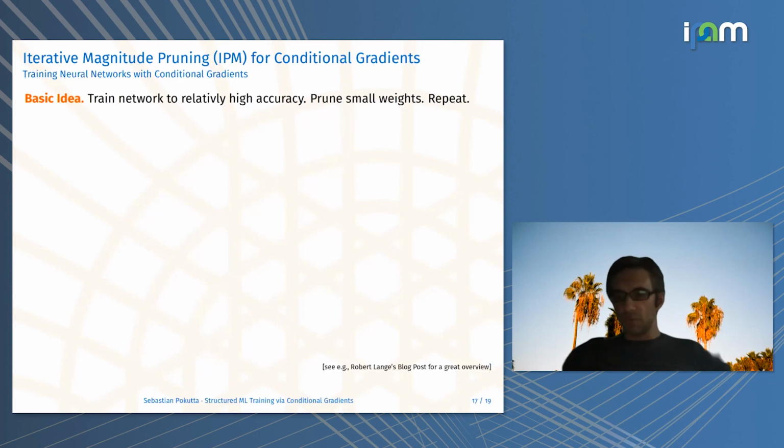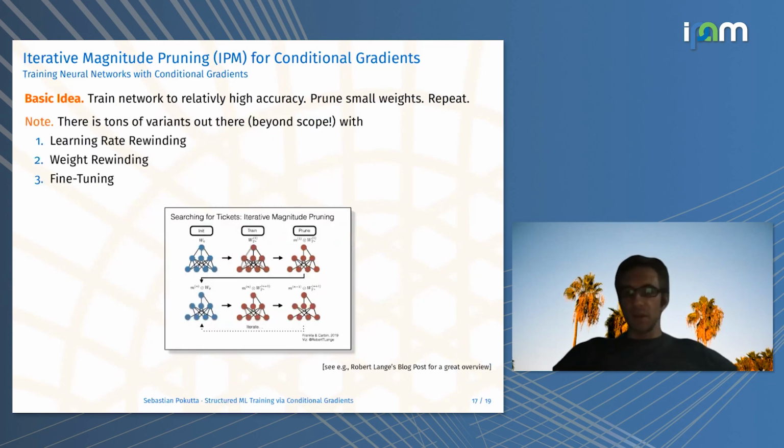There's various ways of doing this. There's variants where you do learning rate rewinding or weight rewinding and fine-tuning. It doesn't matter. These are just different ways of doing this. But at the end of the day, the idea is that you get a very sparse neural network that has extremely high test accuracy. And there's a very nice blog post by Robert Lange if you want to get an overview of this topic, and also more about the so-called lottery ticket hypothesis, which is closely connected to the idea of pruning.